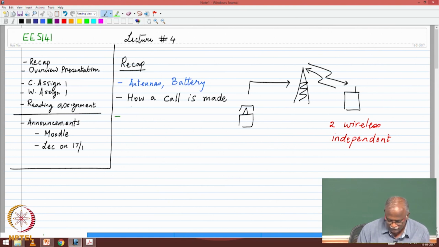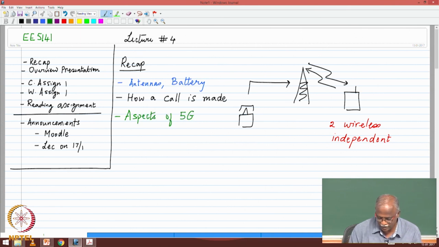Then the rest of the discussion was on aspects of 5G. Again, these are concepts that I am sure, after the course, as you look at material, you will be able to appreciate. One of the elements that I thought I should spend a few minutes on is the computer assignment, and some of the terms which are there, which I hope you would have had a chance to look at. If there are any doubts, we will clarify that as we go along.